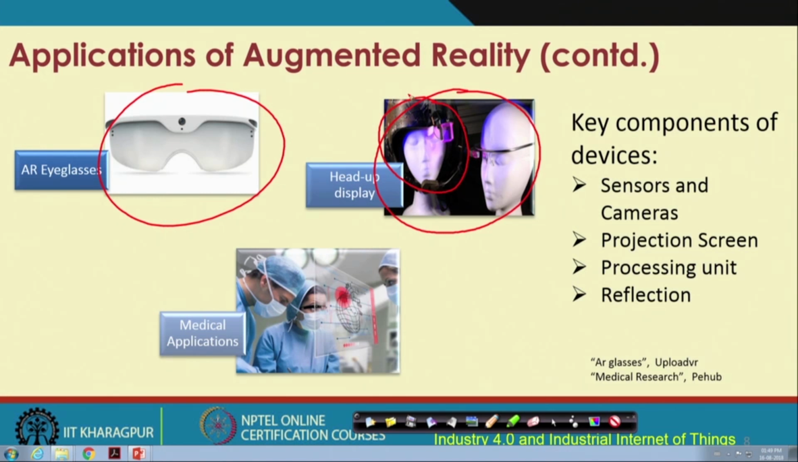And then we also have medical applications. For instance, as you can see over here, the doctors are performing some kind of heart surgery and can see, using the display, the different aspects of the heart upon which the surgery is being performed. So, these are some of the key components of the different devices that are used for AR: sensors and cameras, projection screen, processing unit, and reflection systems like mirrors, etc.